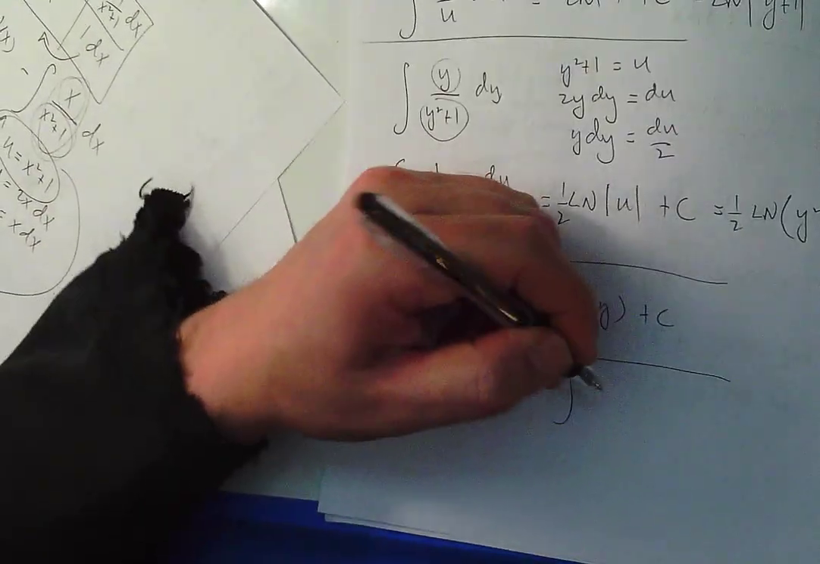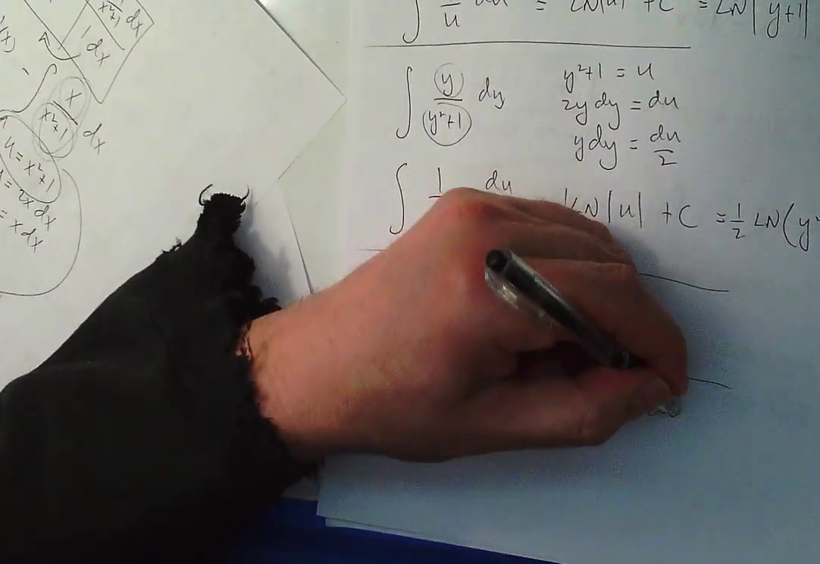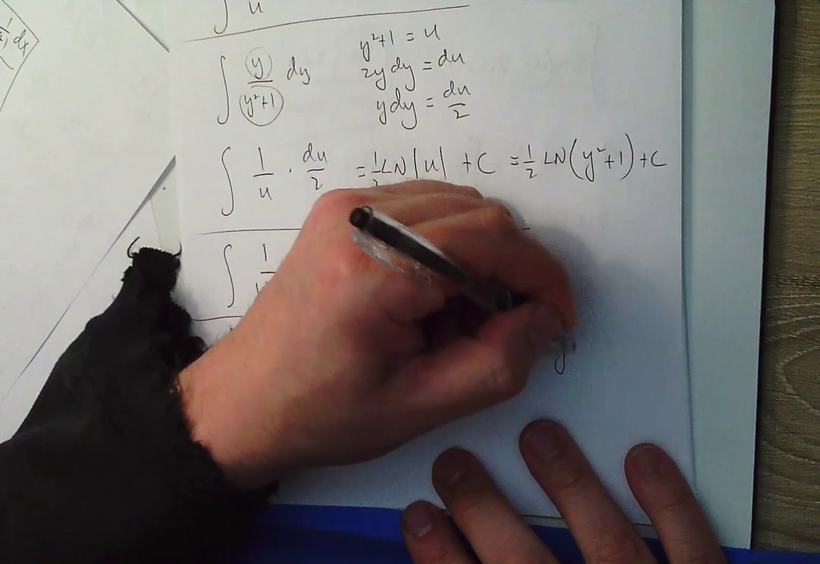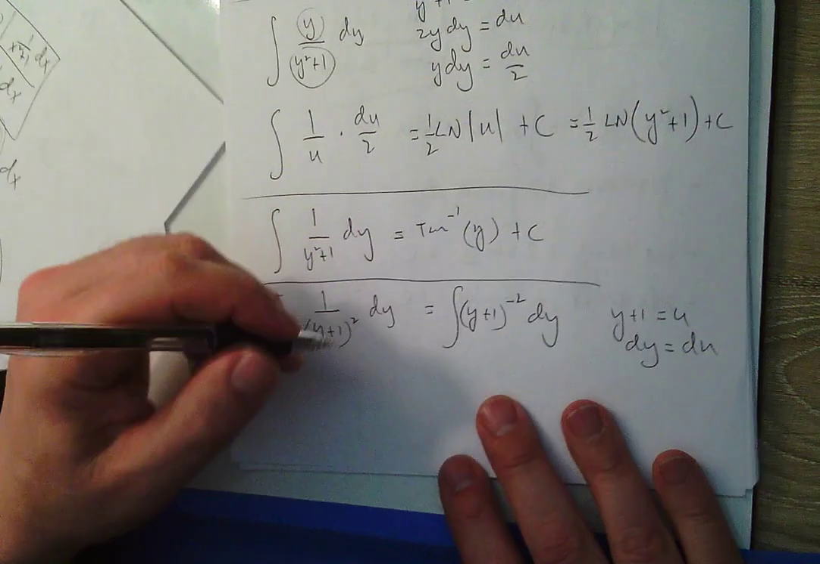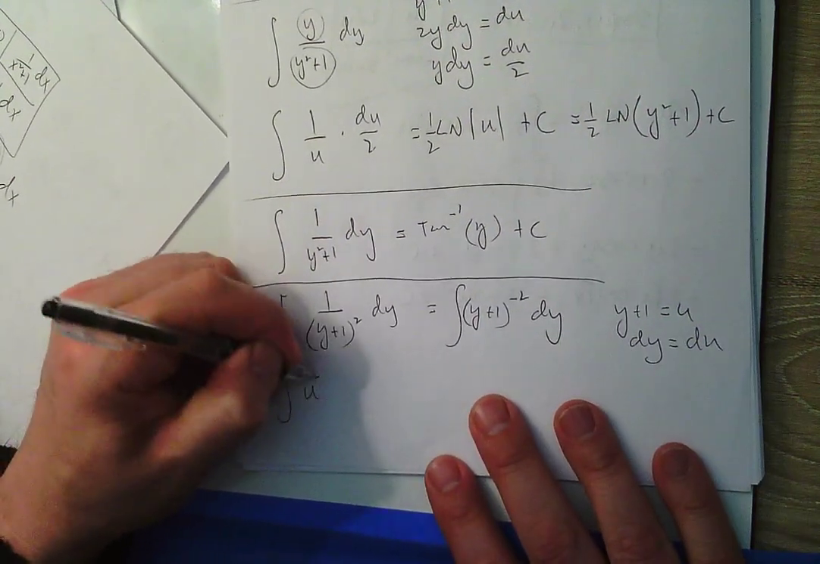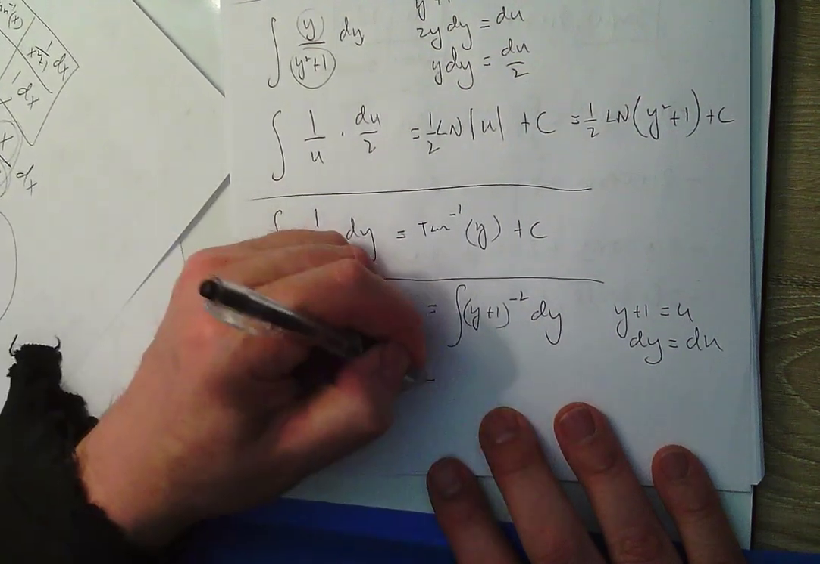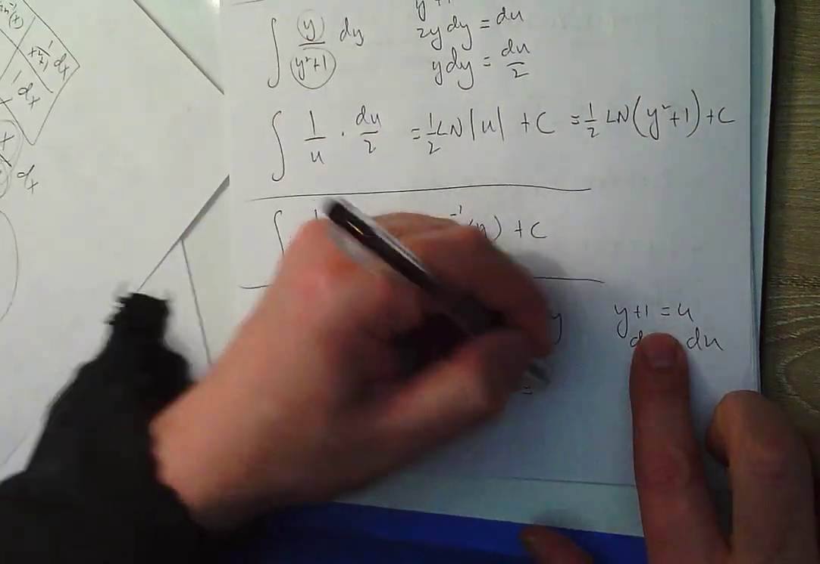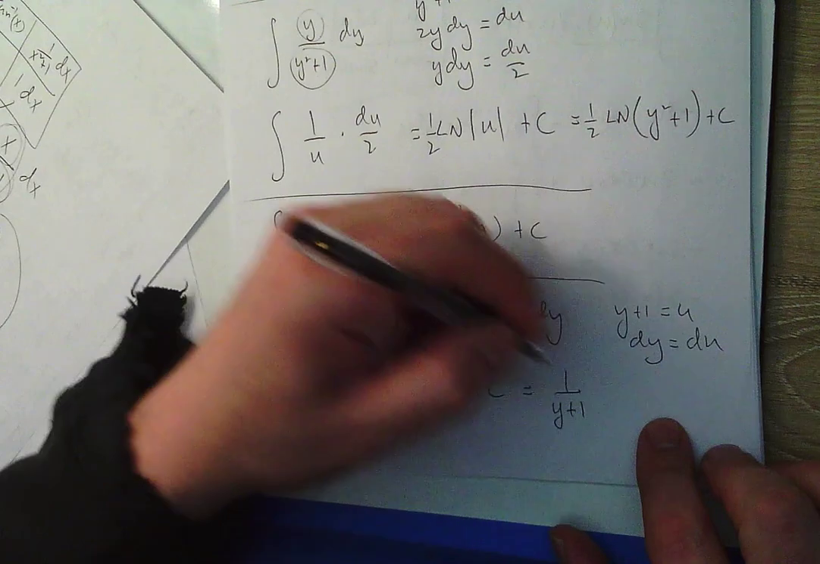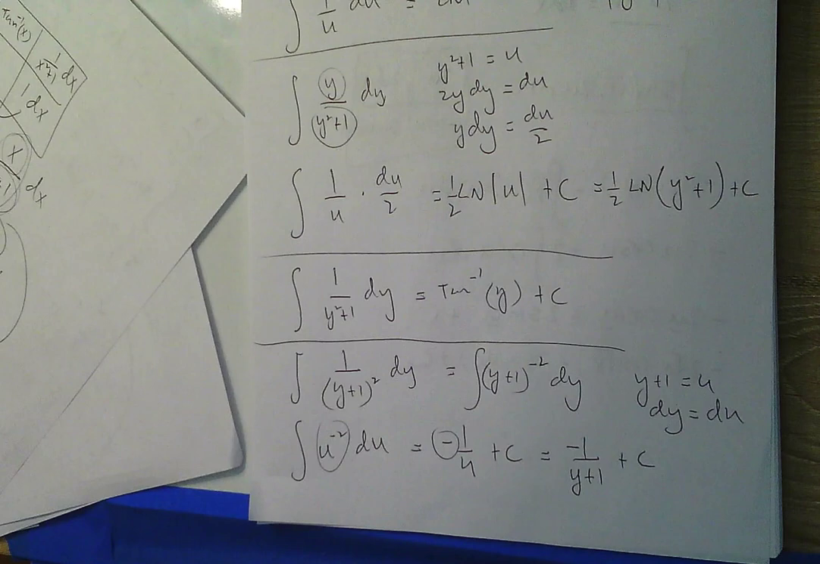This could be written as the integral of y plus 1 to the negative 2 dy. And I would do it as y plus 1 equals my u, so dy equals du. And so I'd be looking at u to the negative 2 du. Well, the antiderivative of that is negative 1 over u plus c. And now I plug back in my u: negative 1 over y plus 1, don't forget that negative, plus c. So those are 4 similar problems, and only 2 of them were ln's.